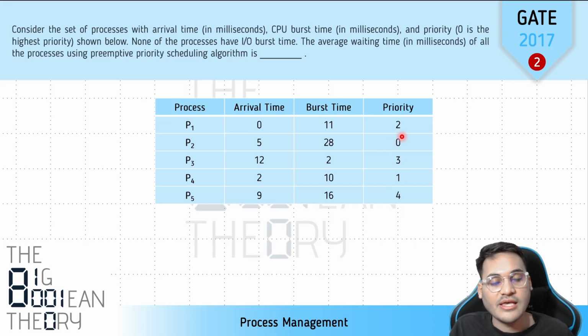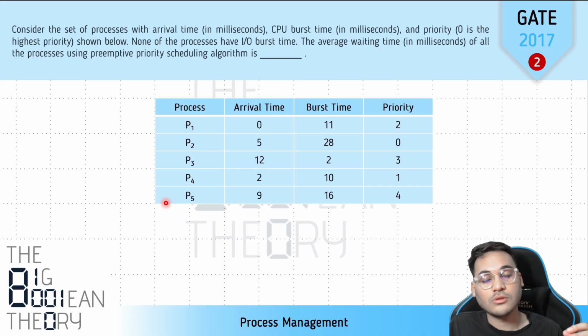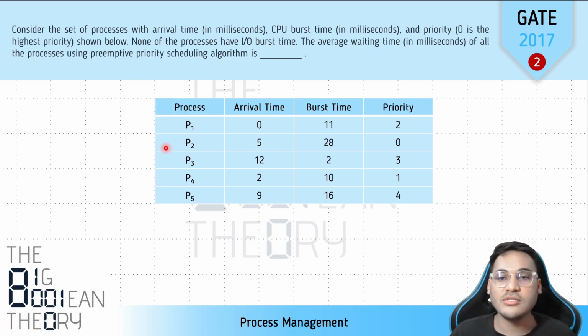Here, 0 is the highest priority, and as we increase the number, the priority decreases. So 0 is the highest priority, then 1, then 2, then 3, and the fourth, that is process P5, is the least priority. This is what priority means. When we are deciding to which process the CPU should be assigned, we will be considering the priority. Processes with higher priority will be given preference, whereas processes with lower priority will be pushed backwards.